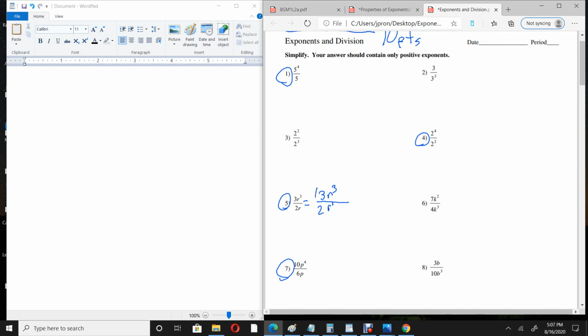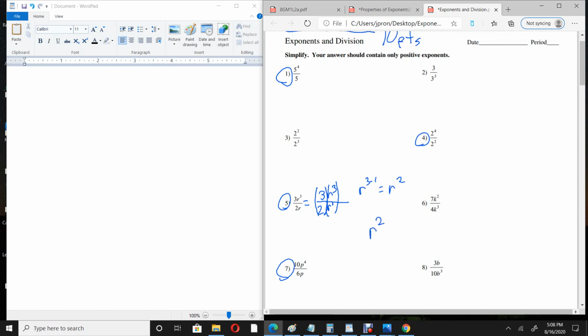And we're going to keep our numerical portion of the fraction together, and we're going to keep our r portion of the fraction together. So when we have a common base in the numerator and denominator, we're going to subtract the exponents of the r's, dividend from the divisor. So we have r to the 3 minus 1, which equals r squared, right? So we have r squared.